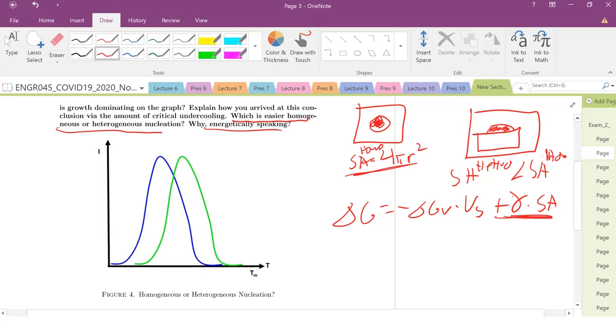We don't want to nucleate particles because we have to create surface area. But there's this volumetric term that wants to push towards nucleating solid particles. So if this is the only thing preventing us from creating solid particles, and creating surface area is bad energetically because it increases our delta G, then if we're creating less surface area, it's going to be easier for heterogeneous nucleation.